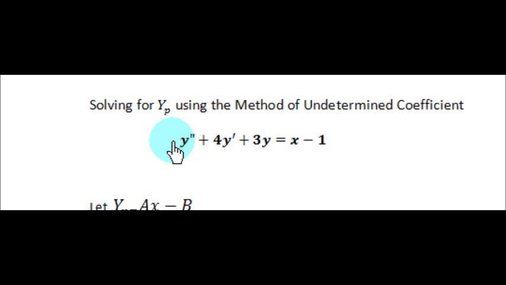So this is the original equation. We let yp equal ax minus b. Remember that our yp depends upon the right hand side of the given equation. Here the right hand side is x minus 1, so our yp must be equal to ax minus b, and we are going to find the values of a and b.